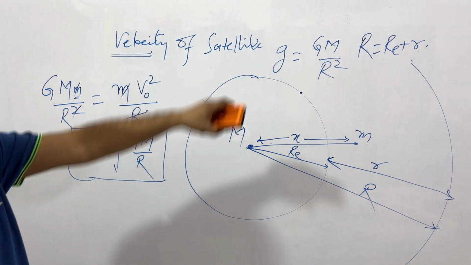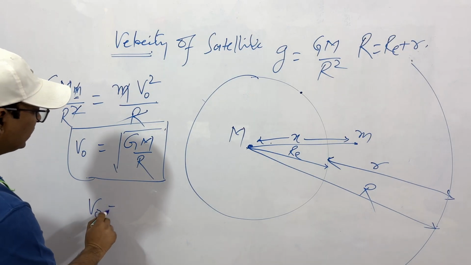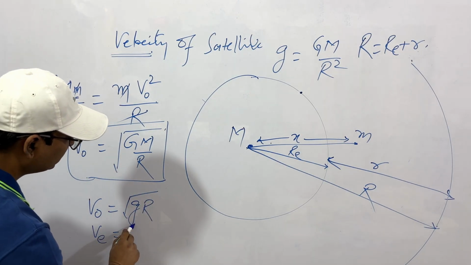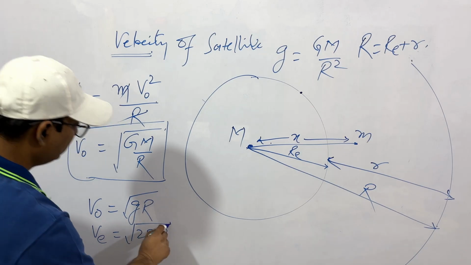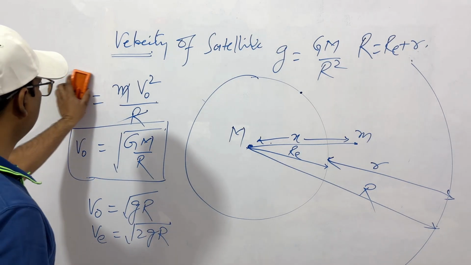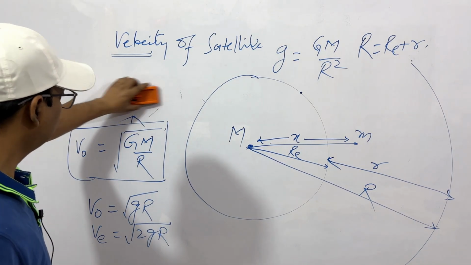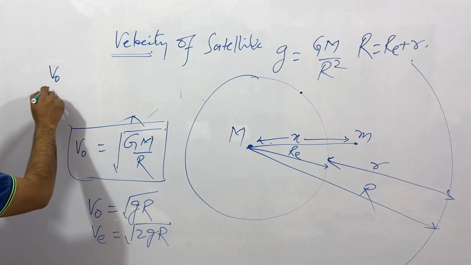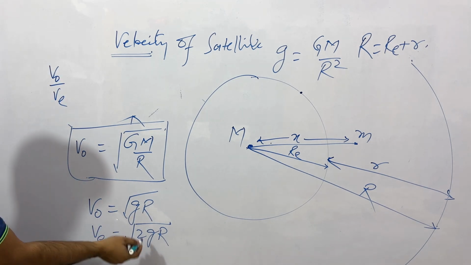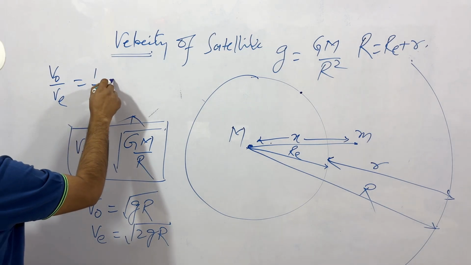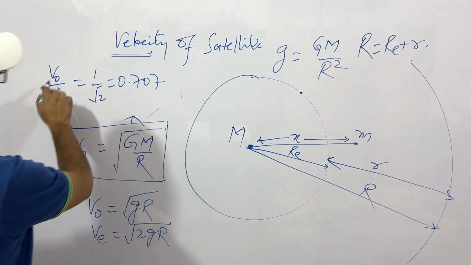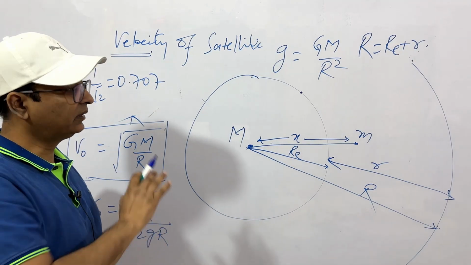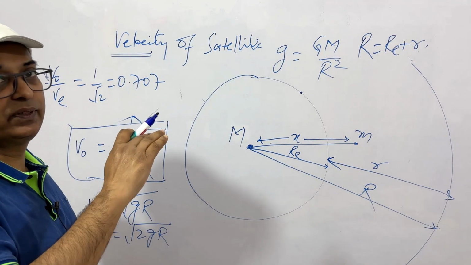But you know GM is gR², so V0 is equal to root over gR. And if you remember, VE is equal to root over 2gR. So if you take the ratio of these two, V0 by VE, it will be 1 by root 2, that is 0.707. So V0 will be 0.707 of VE. Okay, it is not able to escape the gravitational field of Earth.